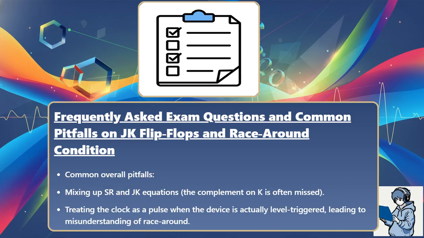Common overall pitfalls: mixing up SR and JK equations, where the complement on K is often mistreated; treating the clock as a pulse when the device is actually level triggered, leading to misunderstanding of race around; ignoring the don't care conditions X and excitation tables, which can simplify logic but are sometimes omitted; and assuming that making the clock narrower always solves race around without checking the actual propagation delay of the specific IC.